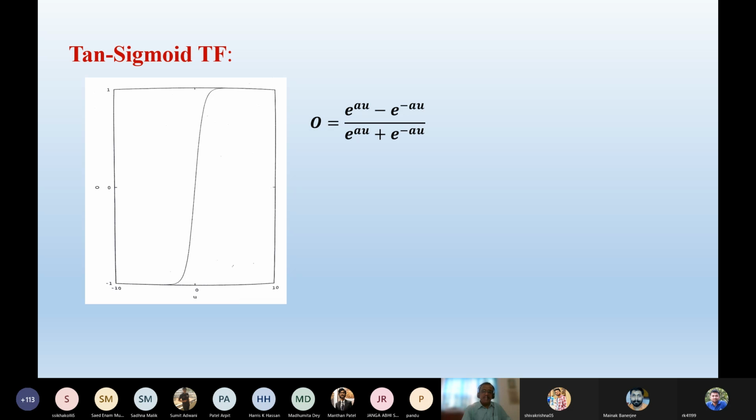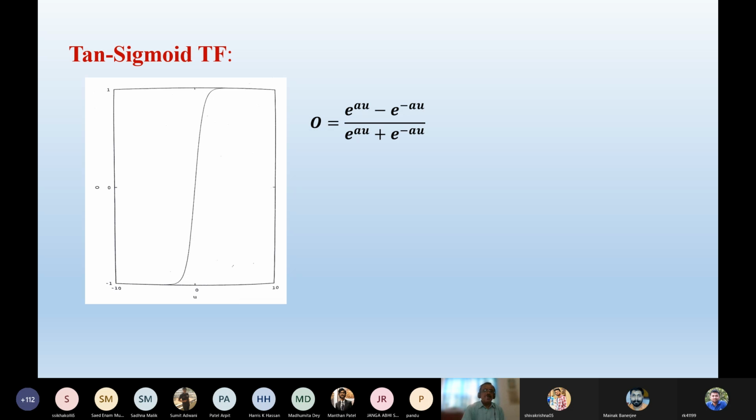Now, if I consider a particular value of u, say u equals 0, what will happen? E raised to the power 0 is 1, minus e raised to the power 0 is once again 1. So 1 minus 1 is 0. 0 divided by, here I will be getting 1 plus 1, which is 2. 0 divided by 2 is 0. So corresponding to this u, I can find that the output is equal to 0. So this is a tan sigmoid transfer function, and the output varies from -1 to +1. You can see that this is -1 and this is +1.